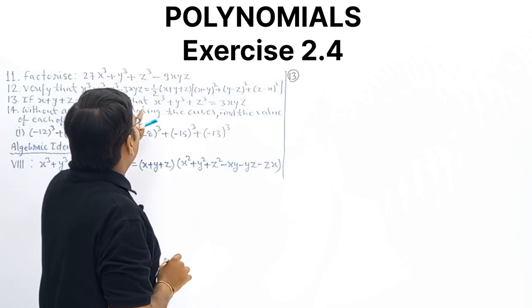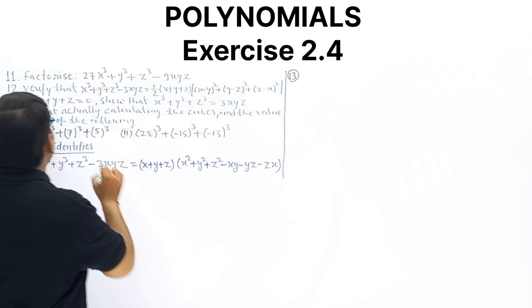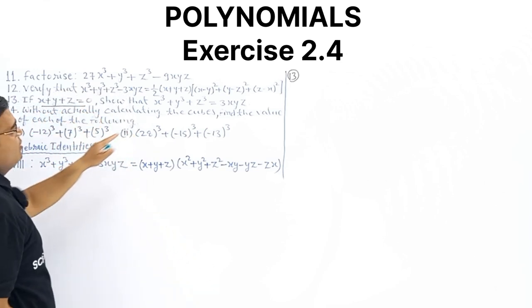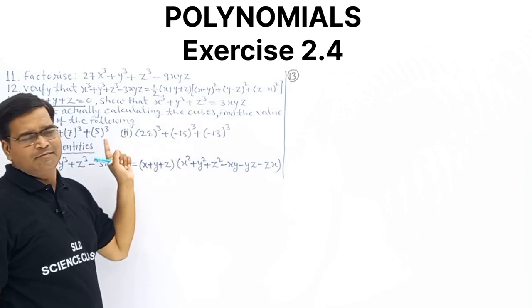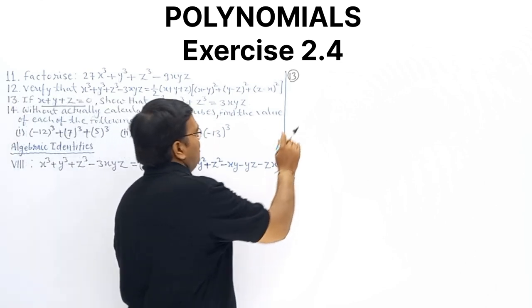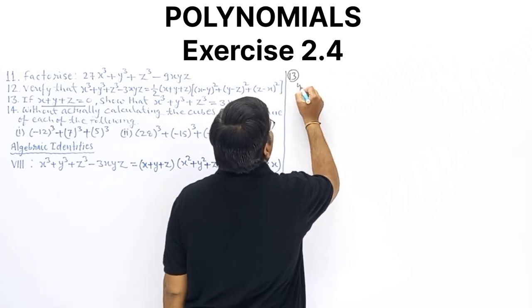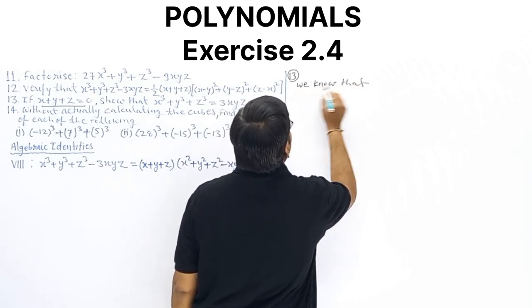If x plus y plus z equals 0, clear? This is the condition. We have one condition, and we want to show this one. It looks like algebraic identity 8. So we know that, what will be its solution?